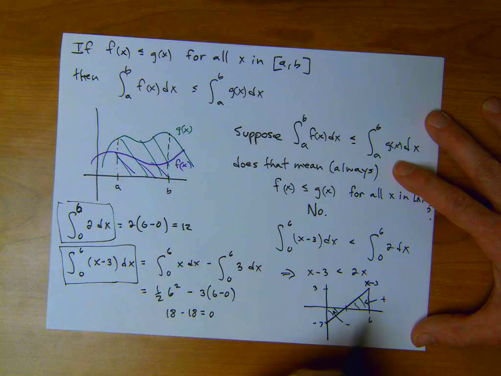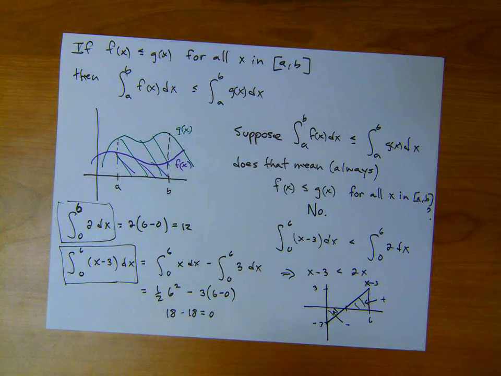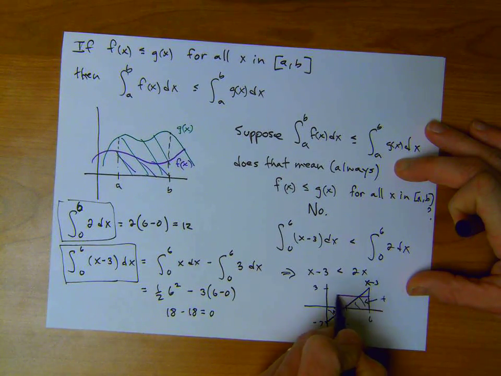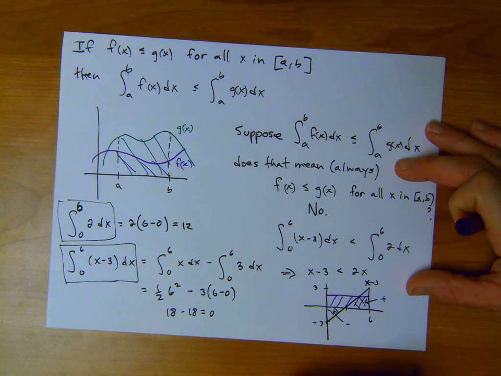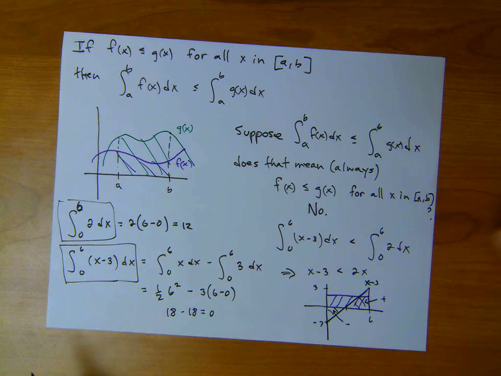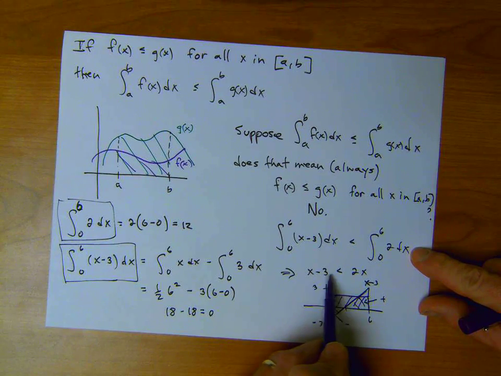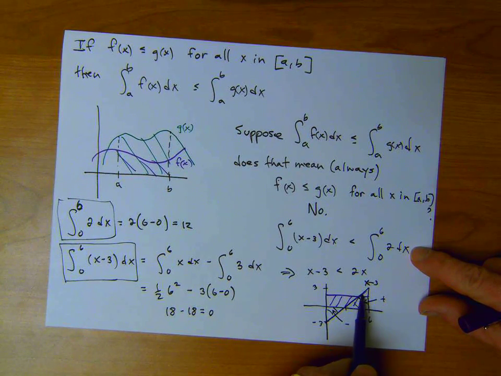Whereas y equals 2, I'll use another color for this, would come across here like this. And so that area here is 12. But notice that along that interval, from out here to the point where they intersect, which should be 5, y equals 2 is greater than x minus 3. But out here, it's not. So it's not true that x minus 3 is always less than 2, because x minus 3 is greater than 2 along here.